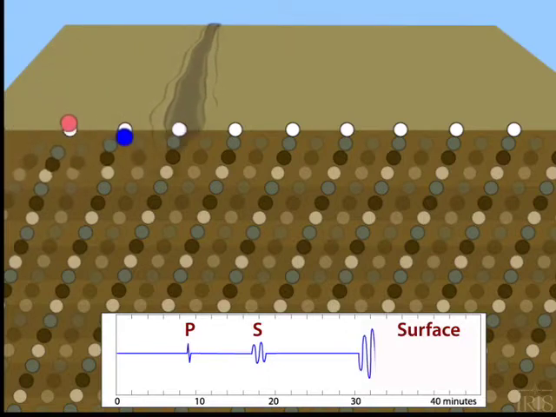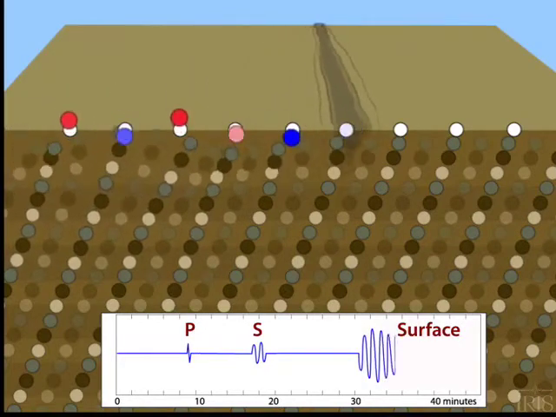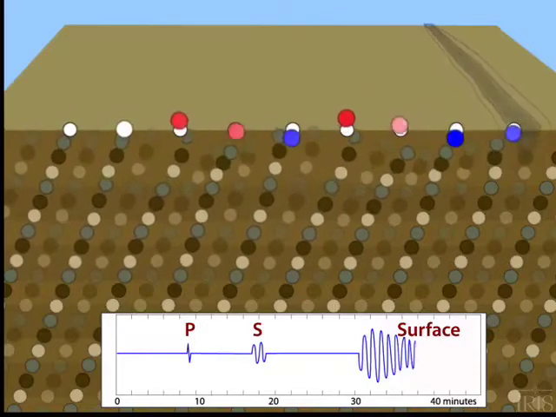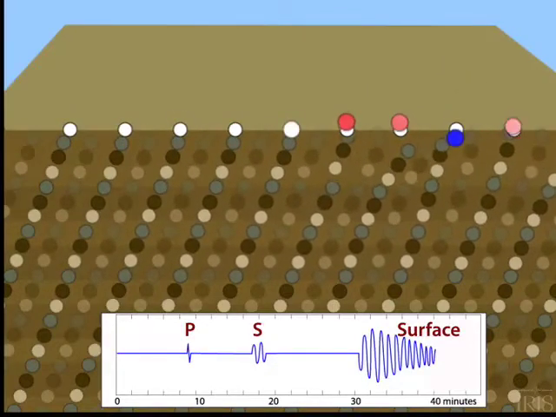Compared to body waves, the surface waves lumber along with a down-back-up-forward motion, affecting only the uppermost crust. Surface waves die out with depth.